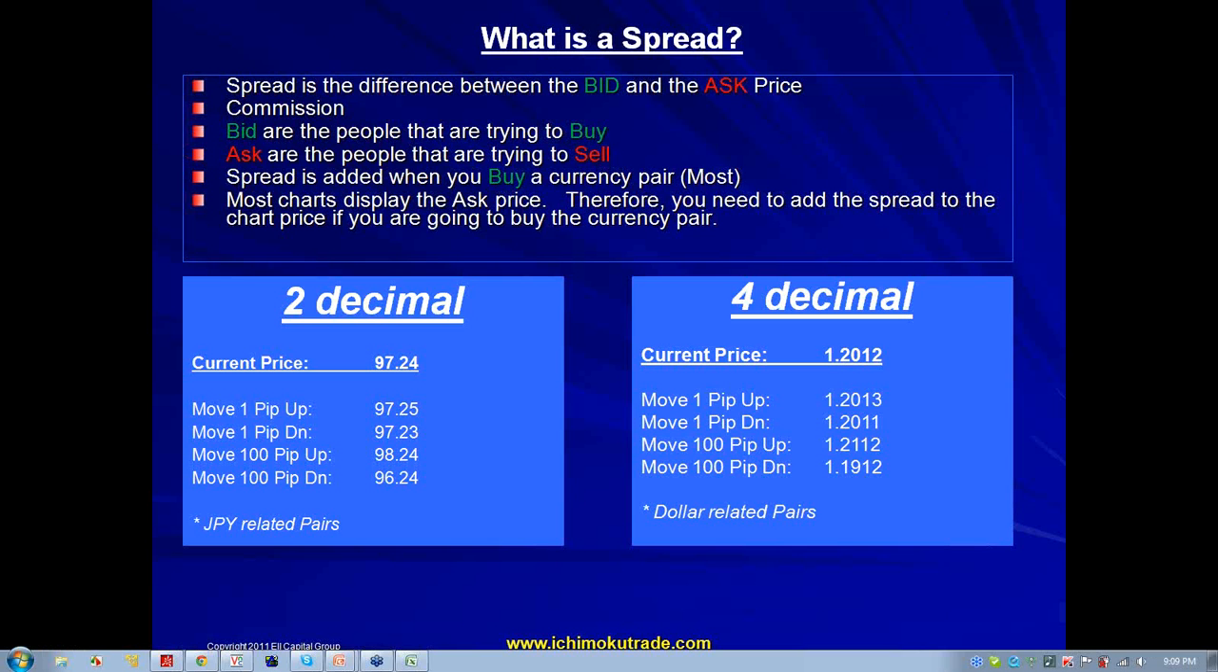Remember, if your chart displays the seller's price, and you're buying, you'll automatically be matched to the seller's price, which will be the exact price on the chart. But if you're trying to sell and your charts show the seller's price, you're not going to get filled right away unless you go down a couple of points, a couple of pips, the spread, to go meet the buyers.